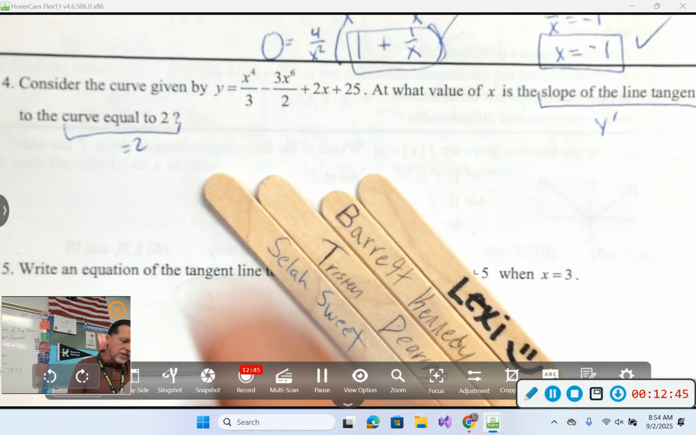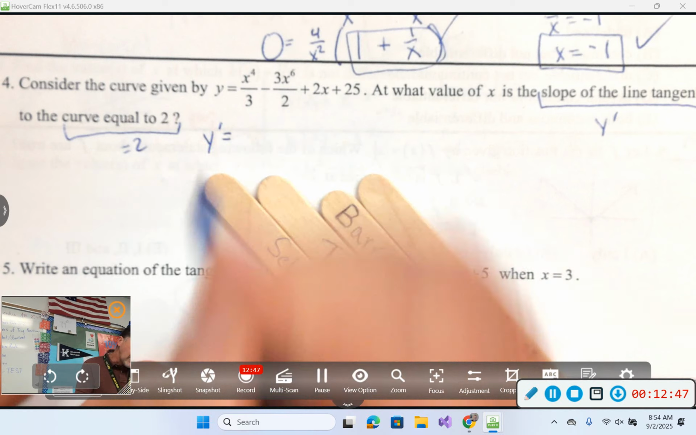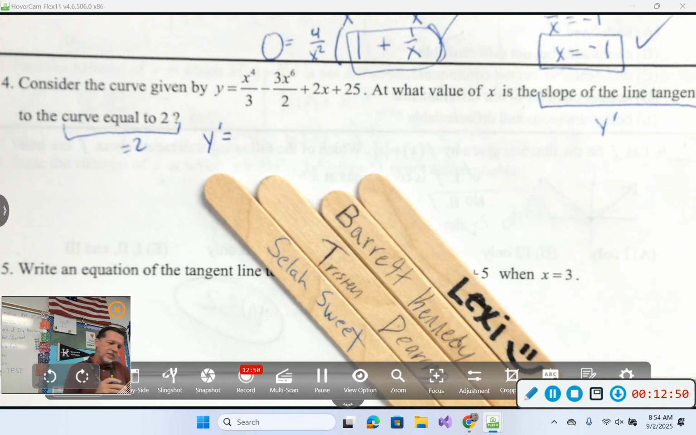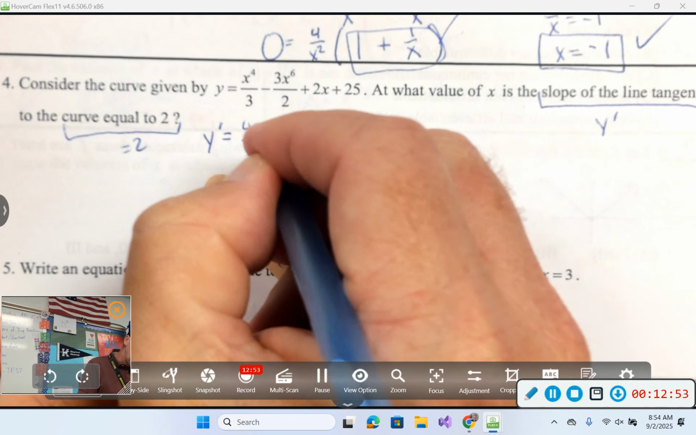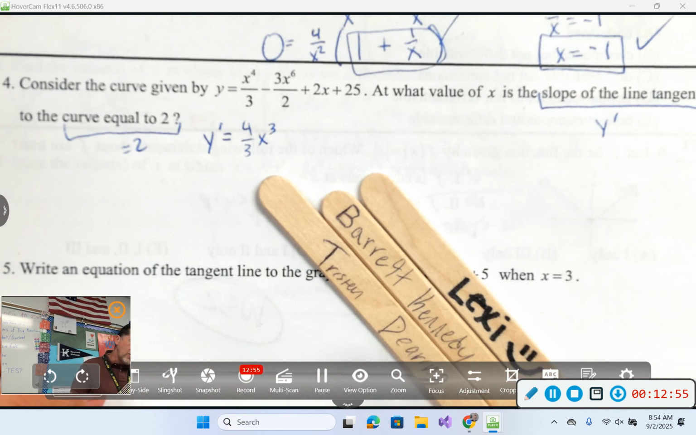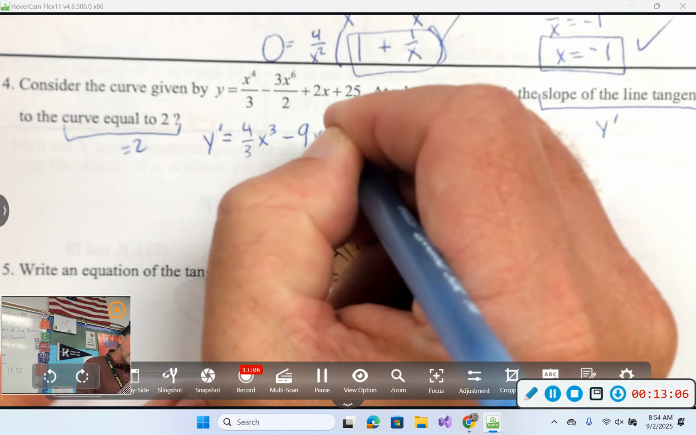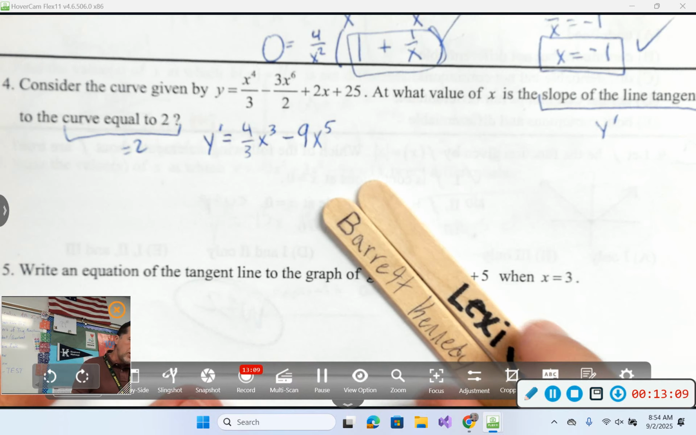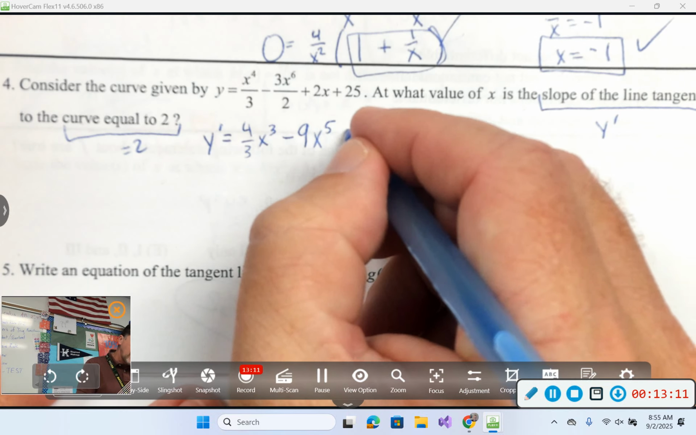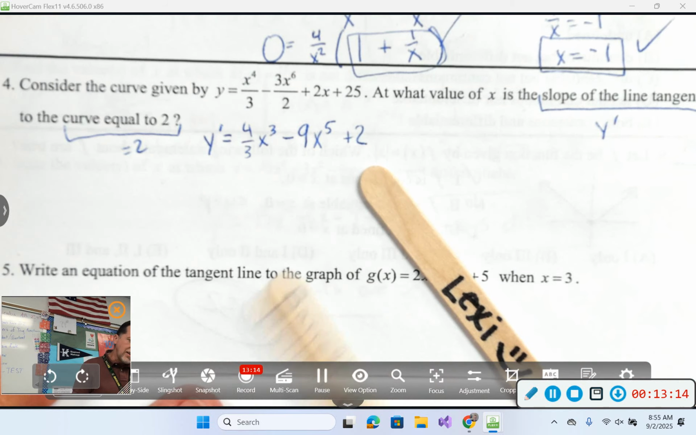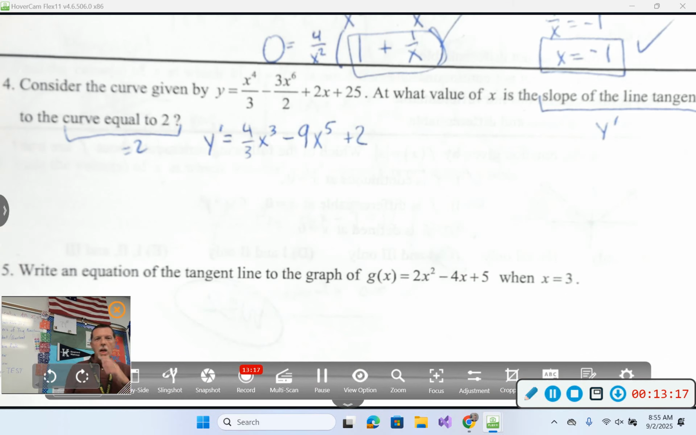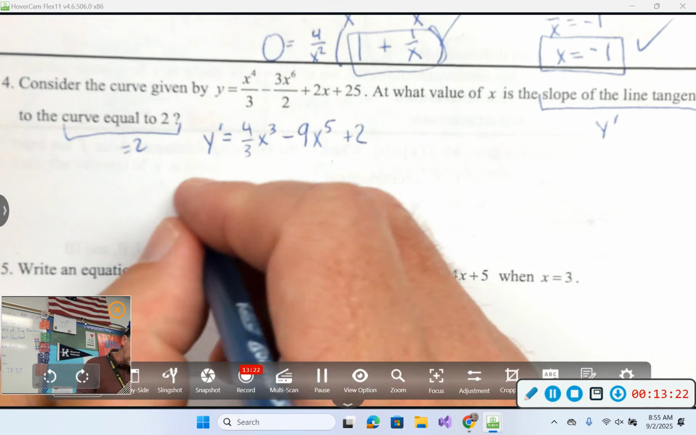All right, Selah, start us off. What's the derivative of x to the 4th over 3? 4 over 3x to the 3rd. Good. Tristan, the derivative of negative 3 halves x to the 6th? Minus 9x to the 5. You got the hardest one. Barrett, the derivative of 2x? And then Lexi, 0. And I am not looking forward to solving this, but it says set it equal to 2.